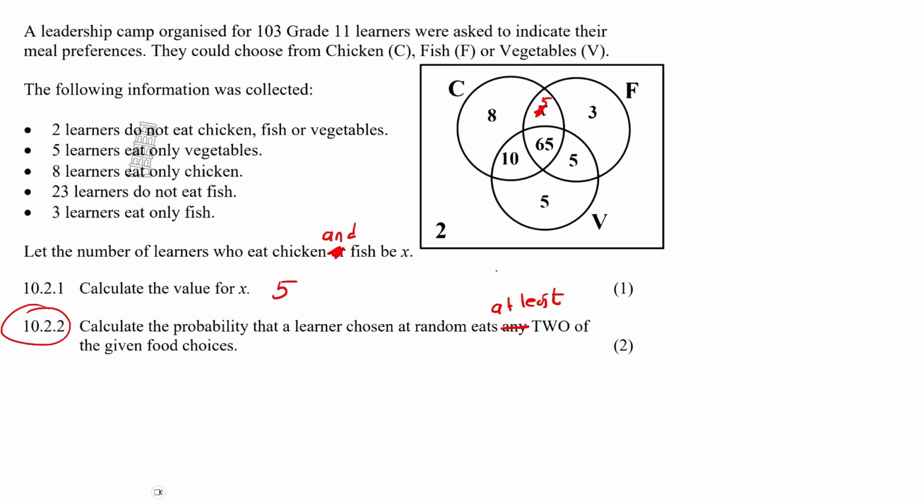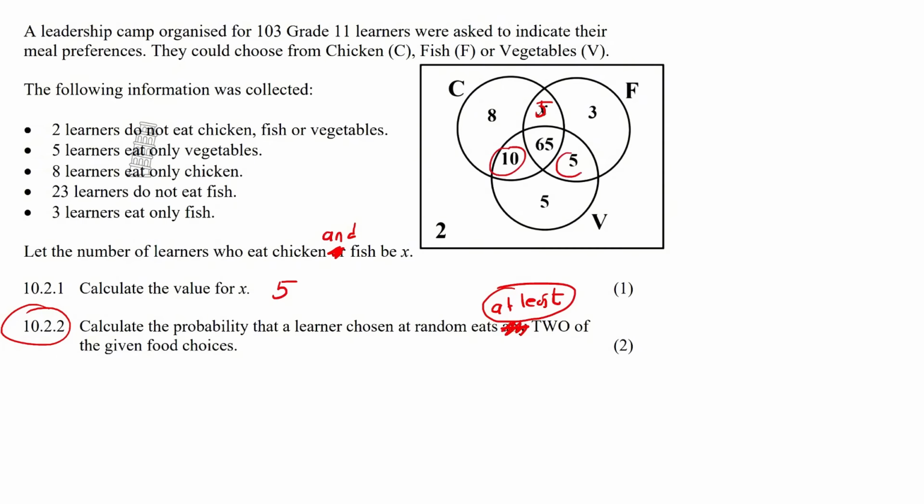Because some people might read that question and think, do they only mean 2, or do they also mean that you can have 3? Do they only want us to look at the people who eat 2 foods only, like chicken and veg, fish and veg, and then chicken and fish? Or are we also allowed to look at the people who have 3 foods, which is chicken, fish, and veg? And so they got the wording a bit wrong. It should say at least. So when they say at least 2, it means that 3 is also allowed.